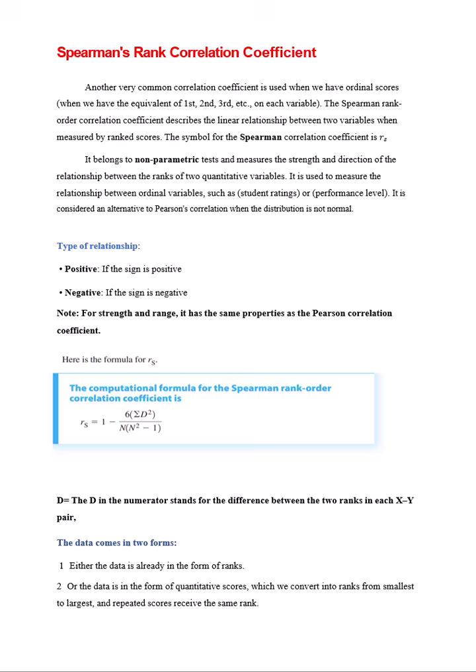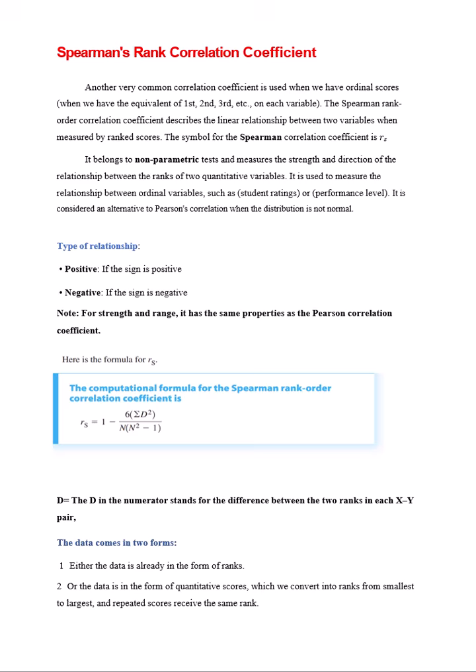Spearman's rank correlation coefficient. Another very common correlation coefficient is used when we have ordinal scores, when we have the equivalent of first, second, third, etc., on each variable. The Spearman rank order correlation coefficient describes the linear relationship between two variables when measured by ranked scores. The symbol for the Spearman correlation coefficient is rs.